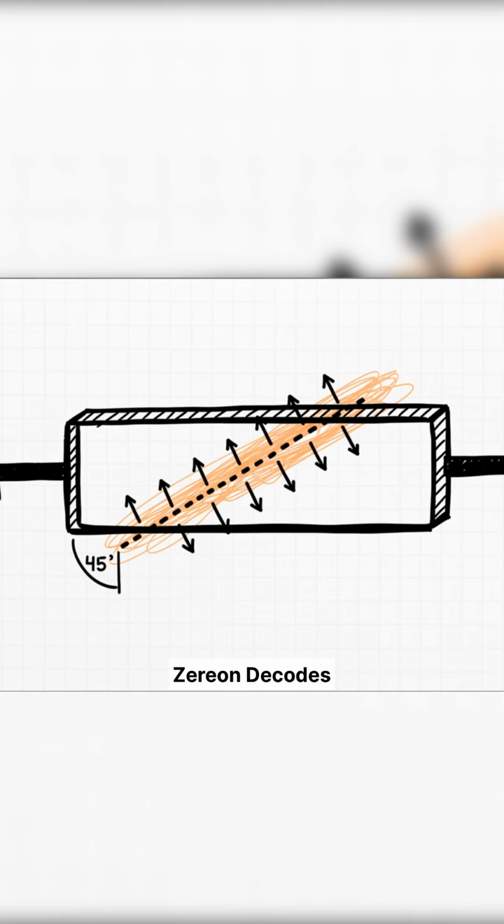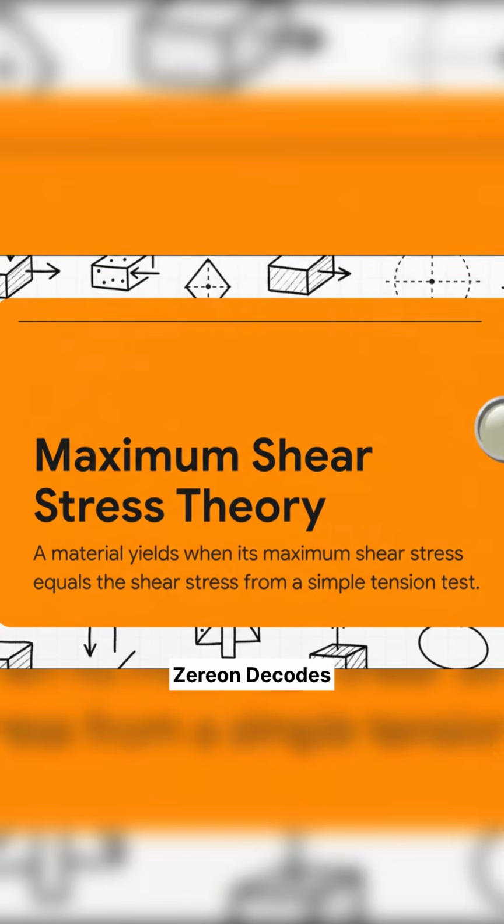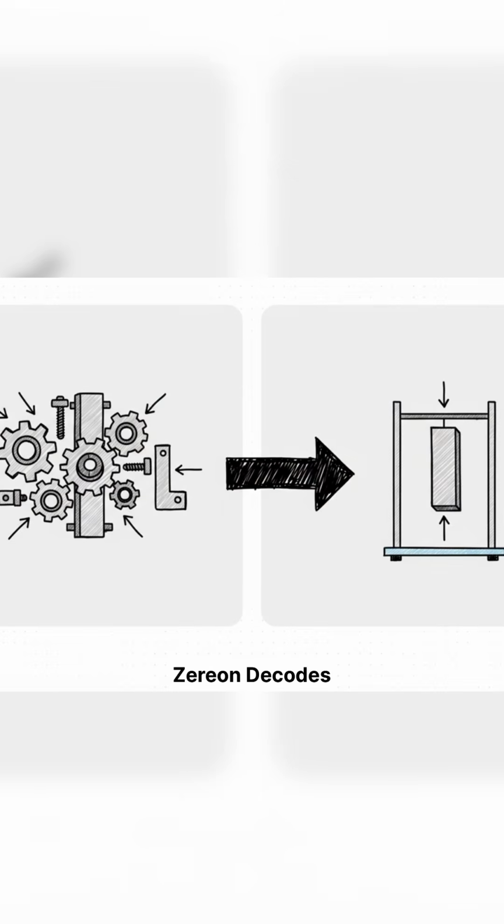And get this: shear stress is actually at its max on a 45-degree angle to the pull. Basically, for ductile materials, it's that slippage from shear stress that causes them to yield. And that brings us to the main idea, the maximum shear stress theory, or Tresca's criterion. So what Tresca's theory does is bridge the gap between simple lab tests and the real world.